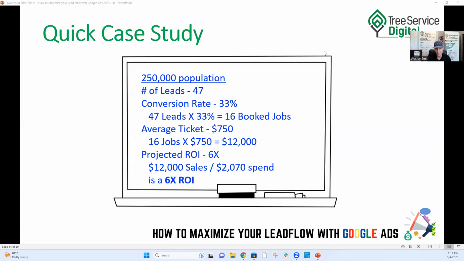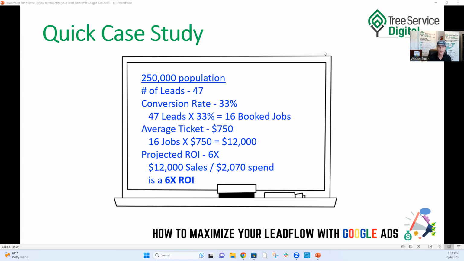And this is just one random case study that we pulled just to kind of show you what that looks like. So the projected return on investment was around 6x of what they spent, because they spent about $2,000 on the Google Ads platform, sold $12,000 worth of work. And it can vary month to month. Some months are going to be drastically better than that. Some of them will be about the same as that. Some others could be a little bit less than that.